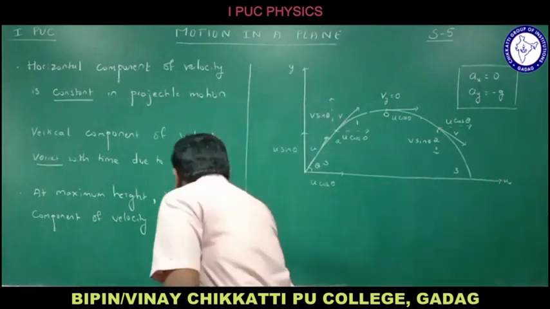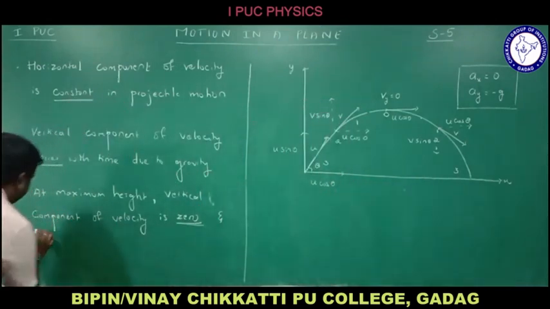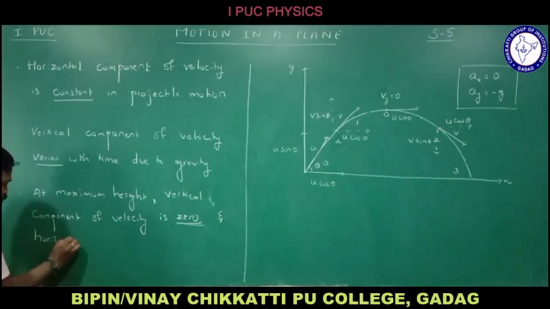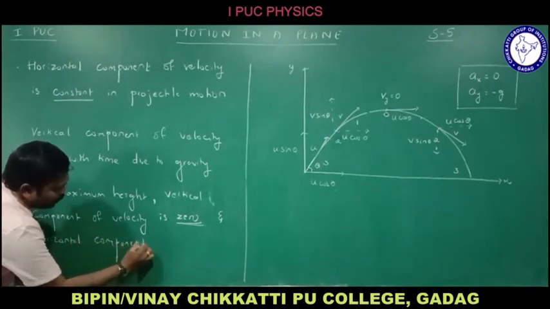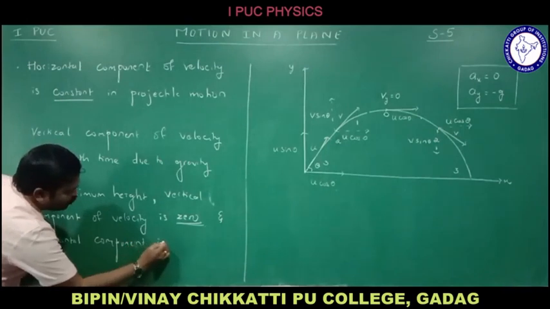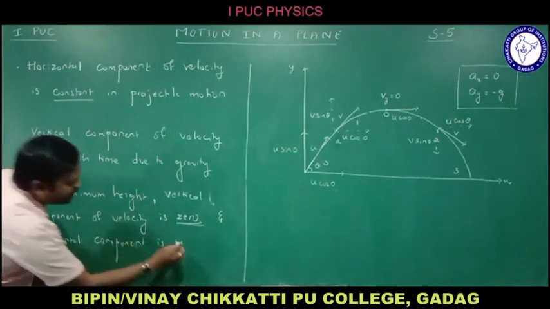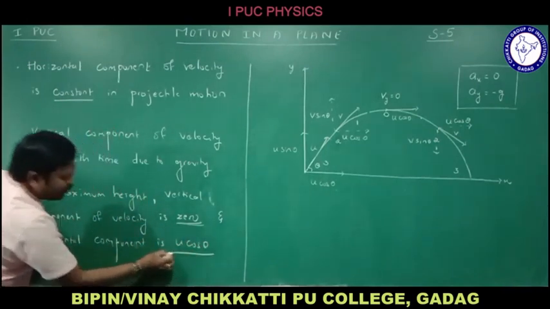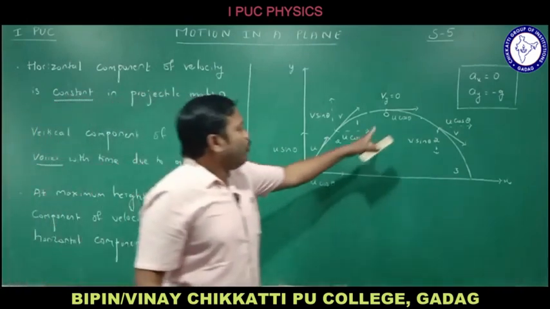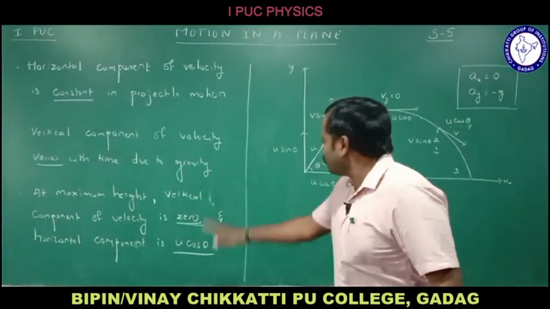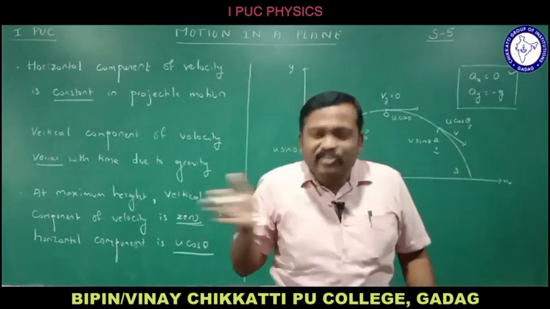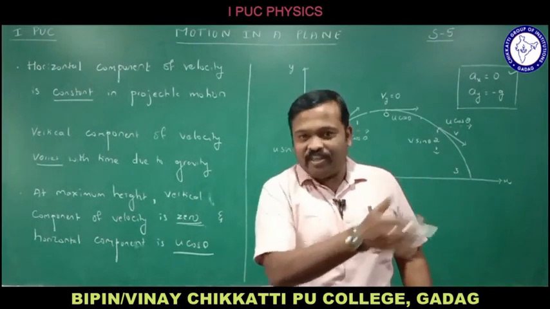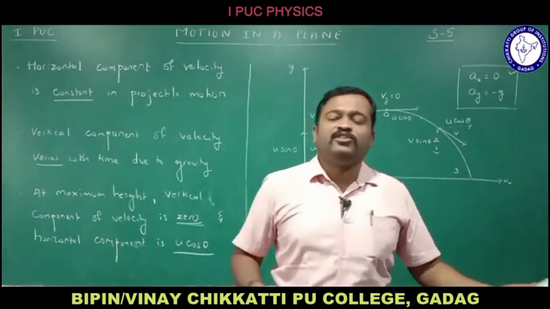And what is the horizontal component? Do remember, the horizontal component is u cos theta. Because this u cos theta will not change. Why will it not change? Because acceleration along the horizontal is 0. If acceleration is 0, it means its velocity remains the same, right?